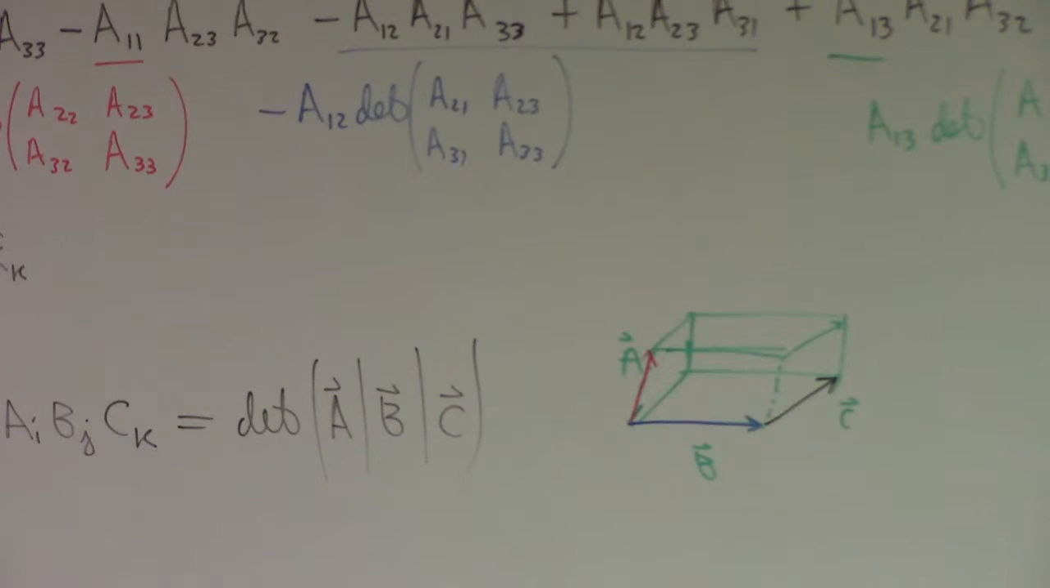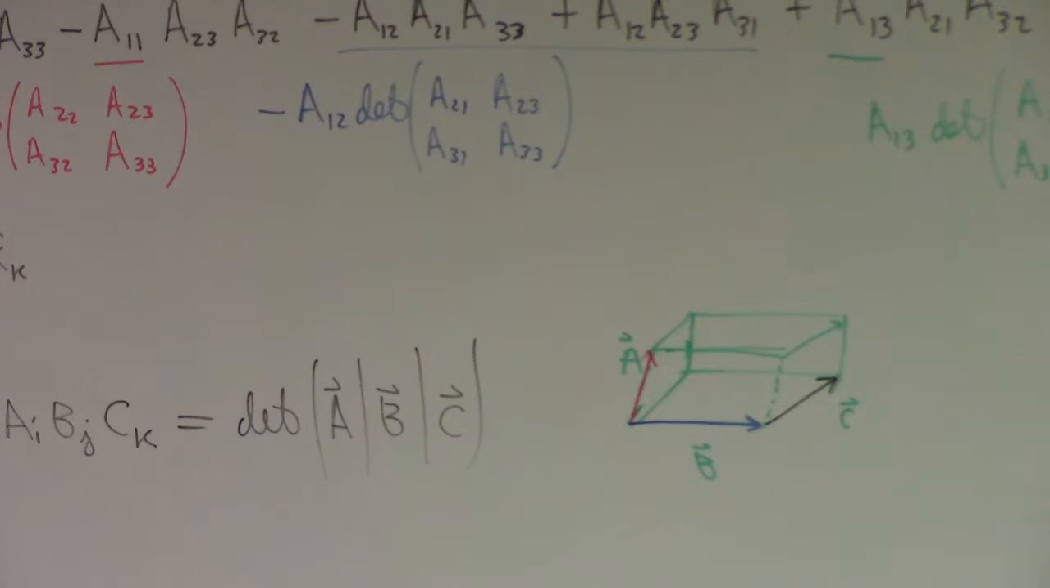But this is only true, remember, with the right-hand rule. A crossed into B goes which way? A crossed into B goes into the board. Don't worry, not part of this course. Relax. A cross B into the board. So my picture is valid. In fact, this really would give you the volume, you see?